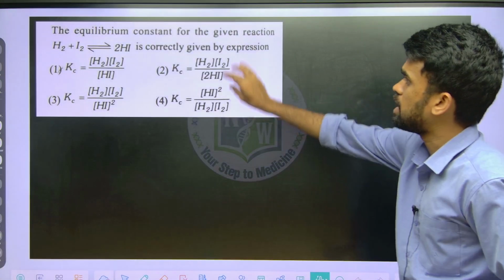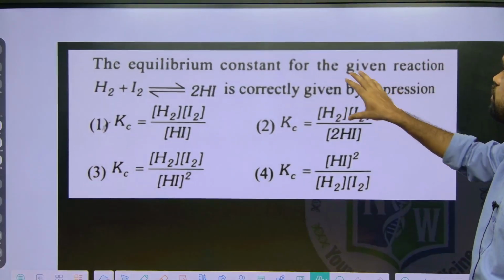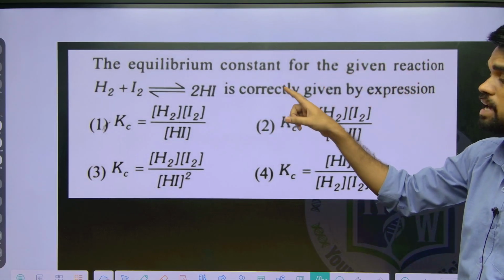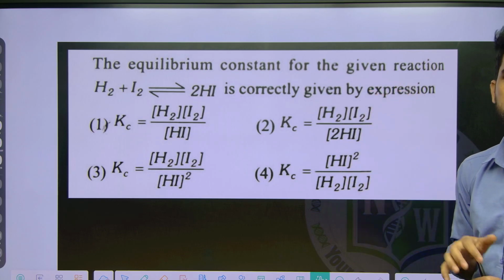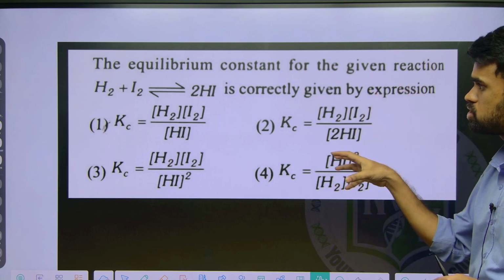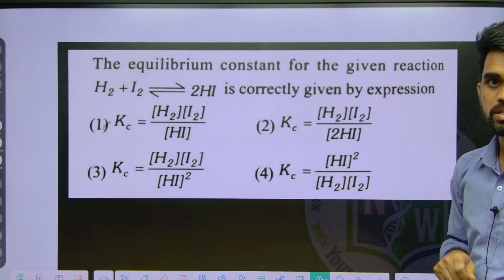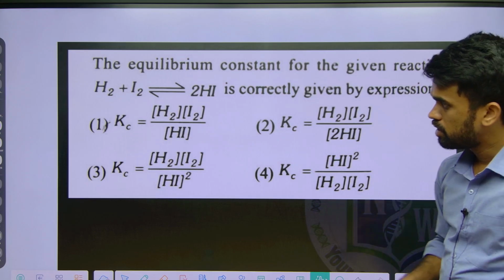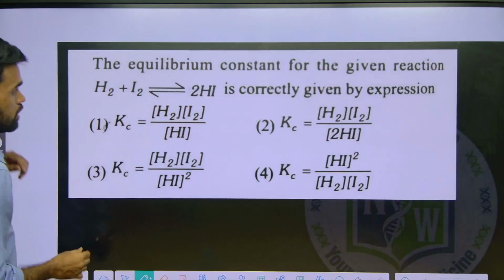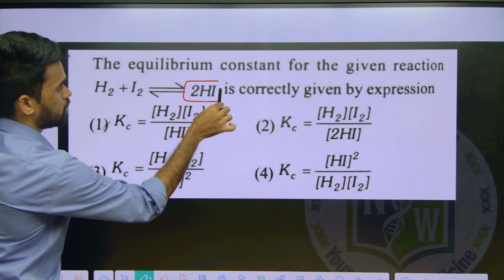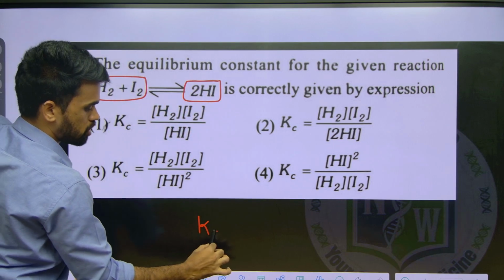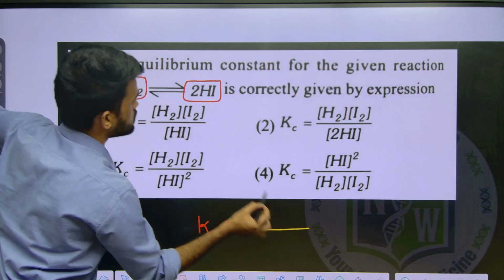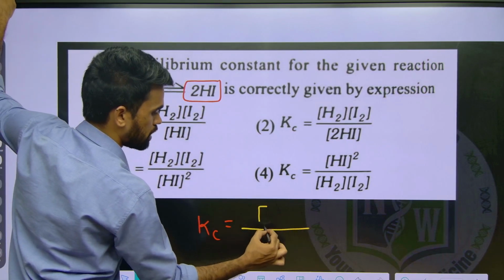See what they are asking: the equilibrium constant for the given reaction H2 plus I2 giving rise to HI is correctly given by which of these expressions. So tell me which expression shows the equilibrium constant equation. Now observe here, what is the product? Here we have HI, and these are the two reactants we have. So what should I write, the equilibrium constant Kc equals the concentration of product. What is the product I have? HI.